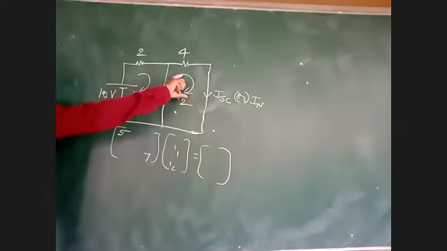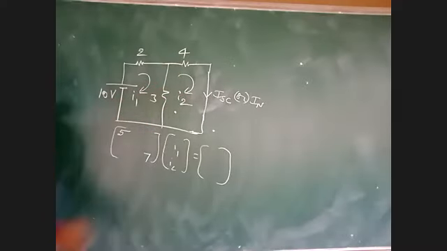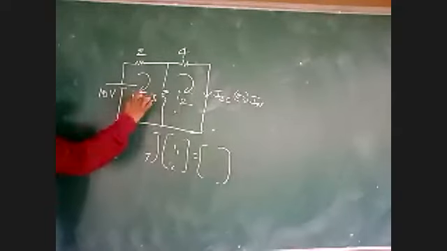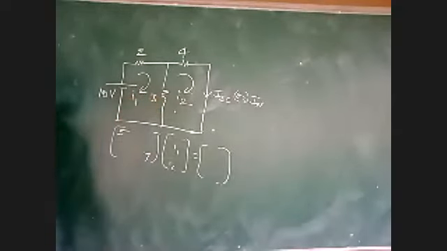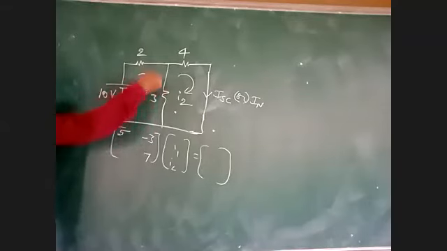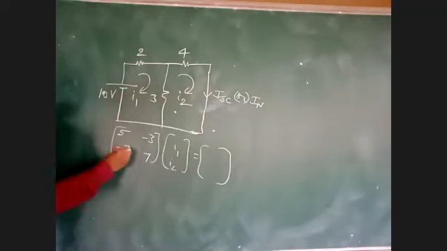4, sir. 7. 5. In the second loop, 4 plus 3, 7. Common elements: A1, first loop and second loop, common element. 3, sir, minus 3. I1 and I2 are opposite. I1 is downward, I2 is upward.